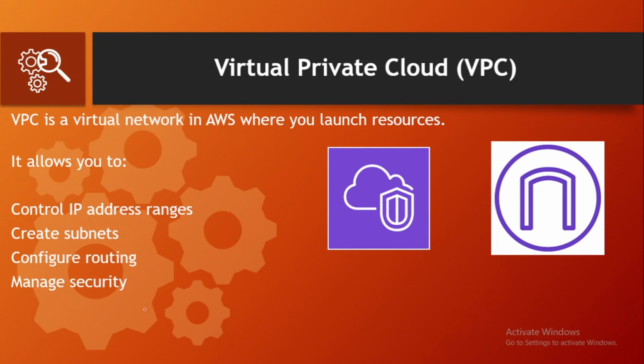So before launching servers in AWS, we need to understand something very important called a VPC. VPC stands for Virtual Private Cloud. Now let me explain this in a very simple way. Imagine you are building a company and you need an office building. Inside the office, you decide how many rooms you want, who can enter which room, and how people inside the building can communicate with each other. In AWS, a VPC works exactly like that office building, but for cloud resources.